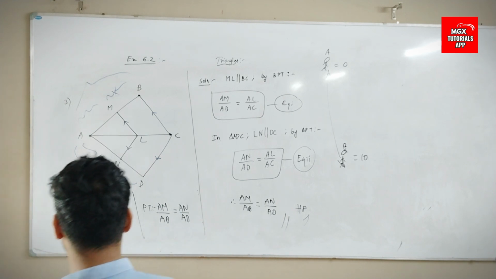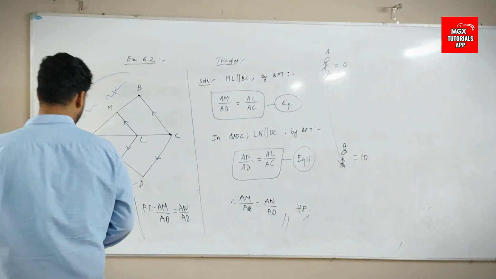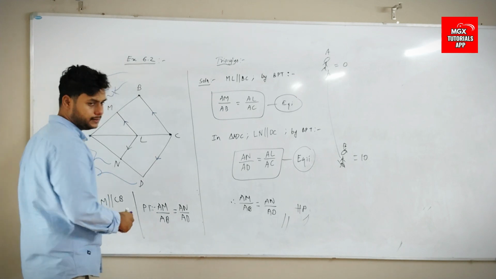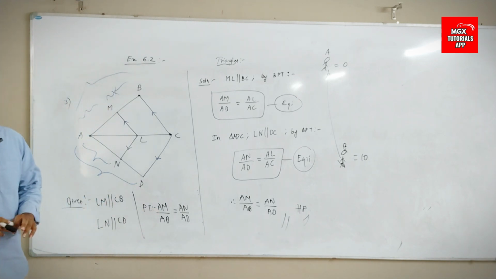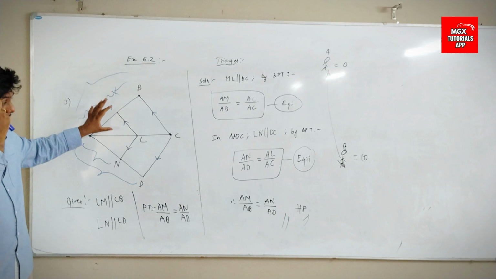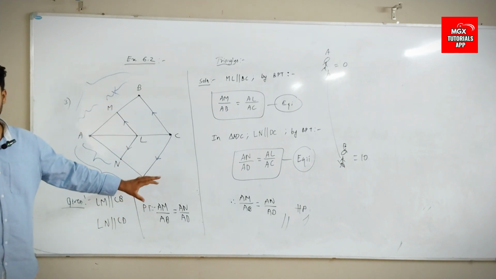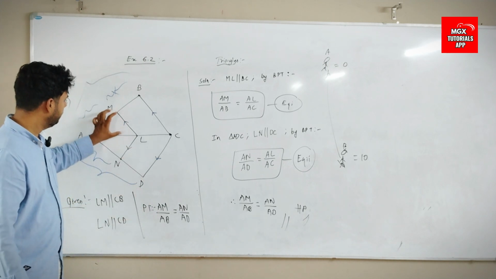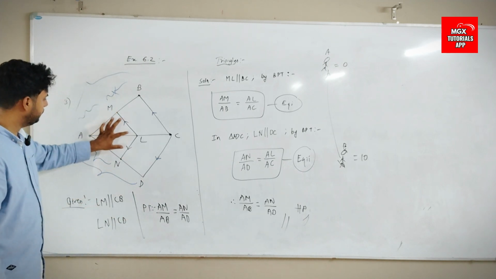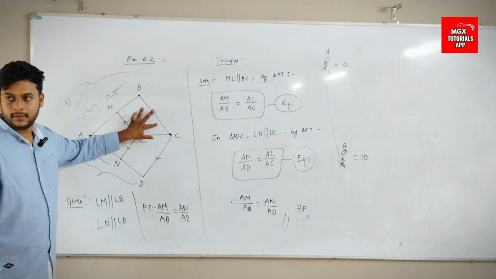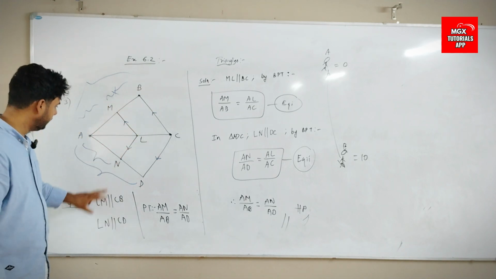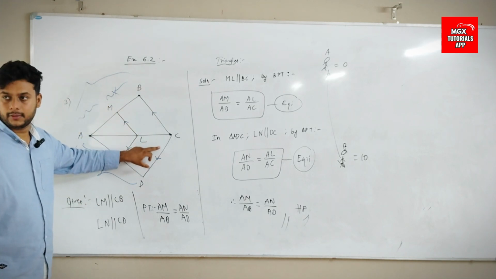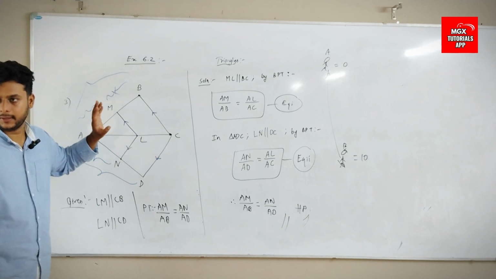Stop writing. Next. See here. Always in the triangles chapter, everything can be decided by seeing the given. If you write given properly, you can do anything. Now see here. First given was LM is parallel to CB, so I took BPT. Similarly here LN was parallel to CD, so I understood that I should take BPT and do that.